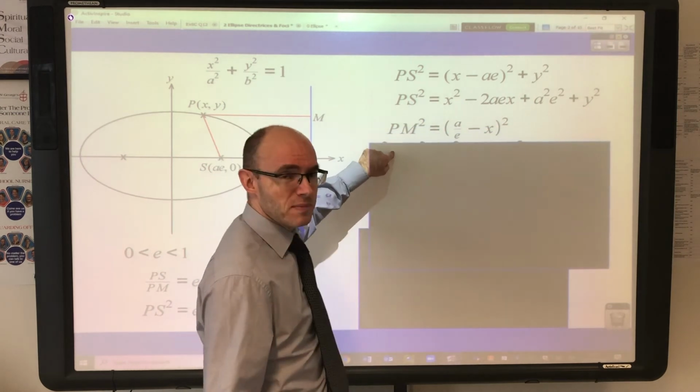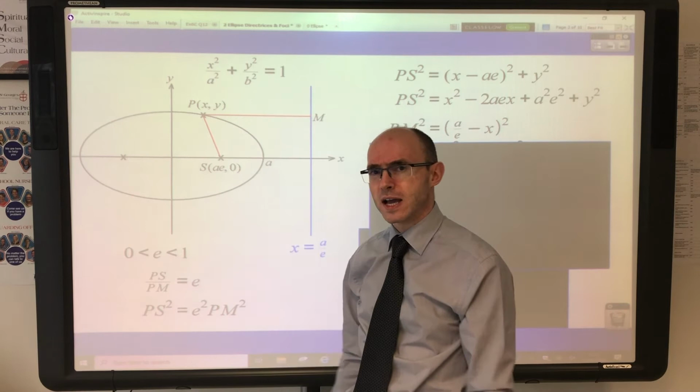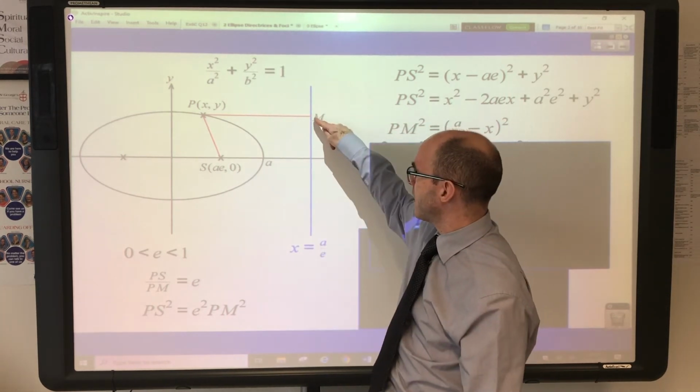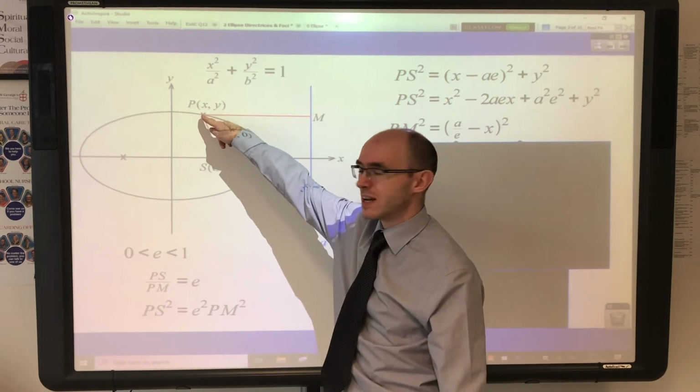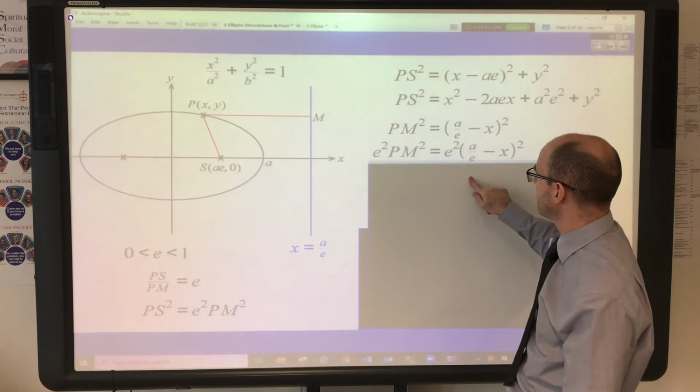In terms of PM, that's a little bit easier because it's a horizontal line, so you just need to have the difference in the x coordinates for that. So you've got here the x coordinate, a over e, and then the x coordinate there is just going to be x, hence (a over e minus x) squared.